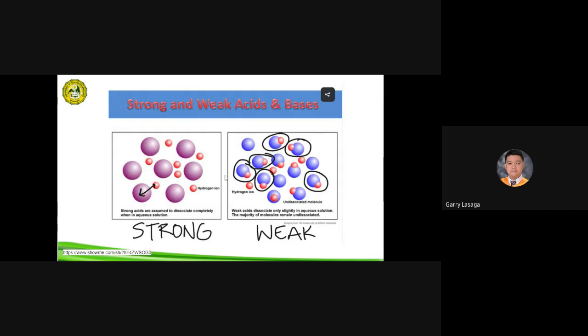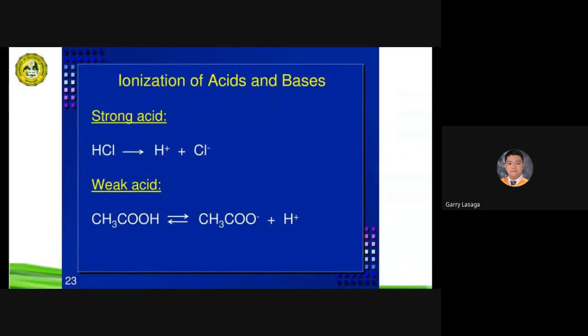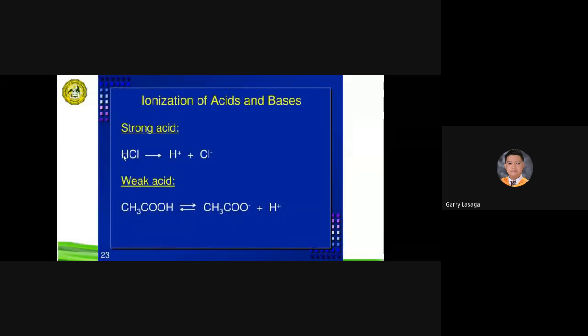So assuming that this is the HCl, as you can notice here, the hydrogen ions are completely dissociated from their corresponding ion. While for a weak acid or a weak base, the majority of the components of the compound are undissociated in the aqueous solution. So for a strong acid, an example is the HCl. It will completely dissociate into its component form. In water, we have the H plus and the chloride ion.